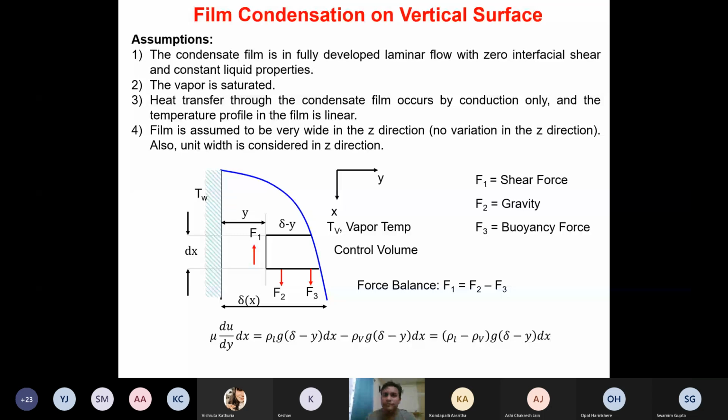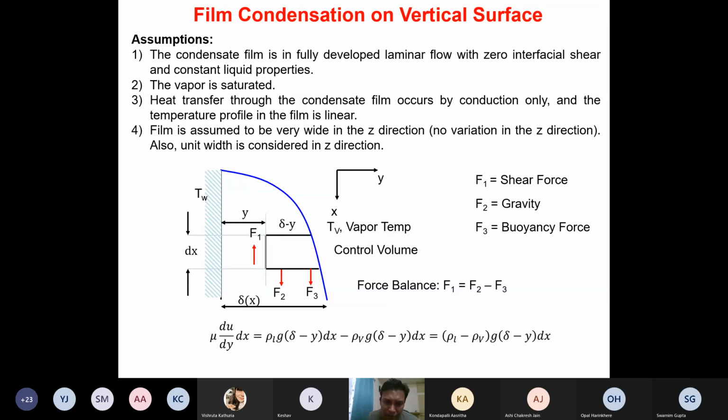And therefore in this case we have to make a shell balance, because the thickness of this film is going to continuously increase as we move along the x direction, because more and more condensate is going to get accumulated in the film, and which is going to increase the width of this film as we move down. Okay, so in this case definitely we have to make a shell balance.